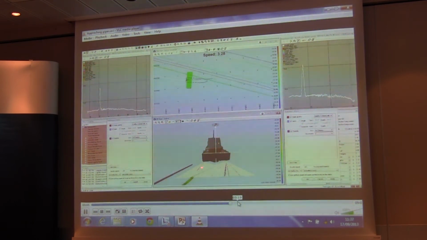So again, here you can see both swaths from both heads, and then the detections from each head, making up the pipeline. Okay, then looking at some data.